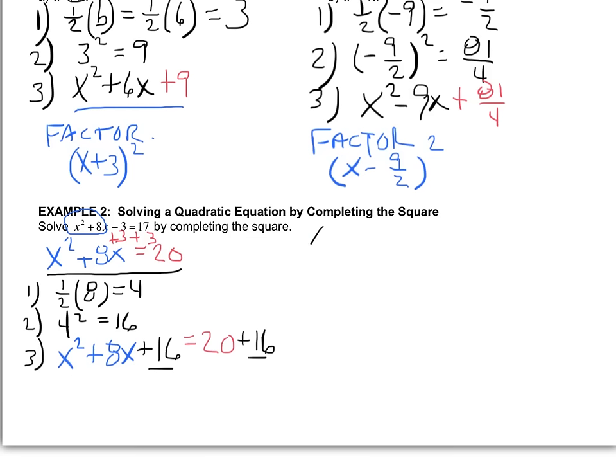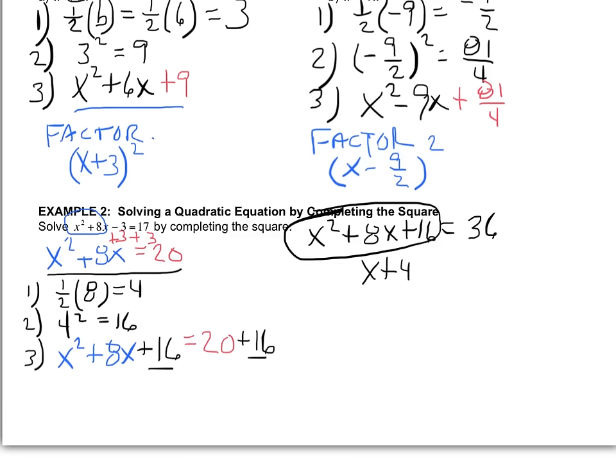So this is going to give me x squared plus 8x plus 16 equals 20 plus the 16, which is 36. And then what I want to do is look at this perfect square trinomial right here. That is going to become (x plus 4) squared equals 36. Notice that I didn't bring the 36 back across. We've created this perfect square trinomial, so I want to use it.